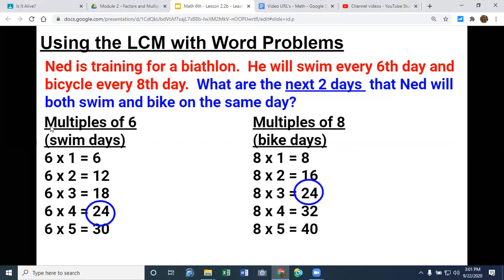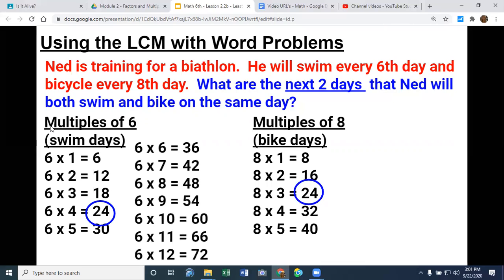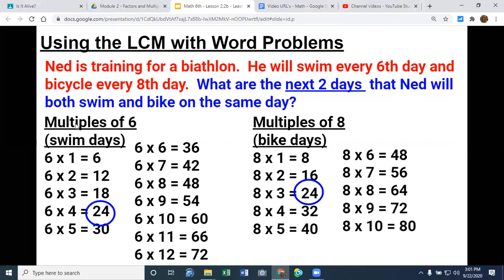Well, we found 24. That was the first match. So we just find another match. We keep going. So we have to put some more 6s up there. 6 times 6, 6 times 7, 6 times 8, 6 times 9, 6 times 10, 6 times 11, 6 times 12. We're looking for a match with the answers. Put some more 8s up there as well. 8 times 6, 8 times 7, 8 times 8, 8 times 9, 8 times 10.